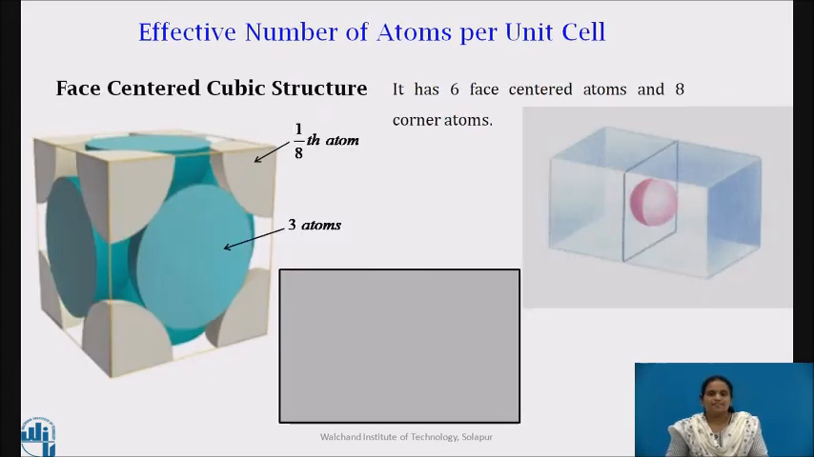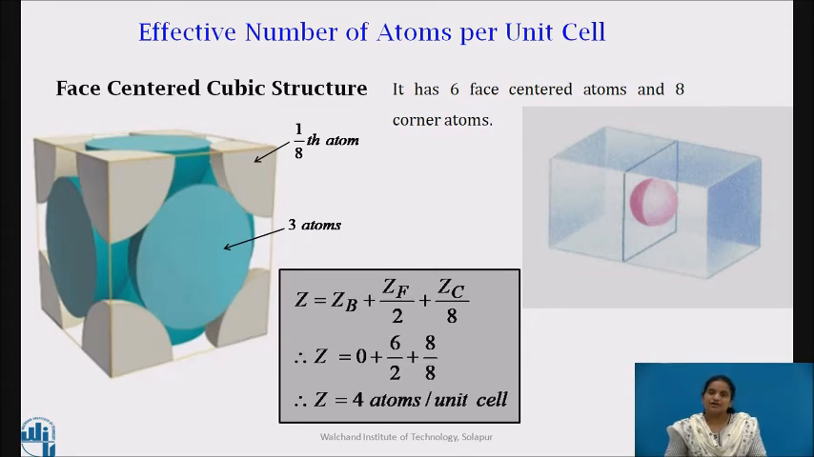Now for FCC, in a 3-dimensional array, a unit cell is surrounded by other unit cells, while each corner of the cell is shared by 8 adjacent cells, and each face is shared by 2 adjacent cells as shown in the figure here. Therefore, each face centered atom contributes half of its mass and volume to one cell, while each corner atom contributes 1/8. Thus, the number of atoms effectively contributing to the FCC cell is 4 atoms per unit cell.